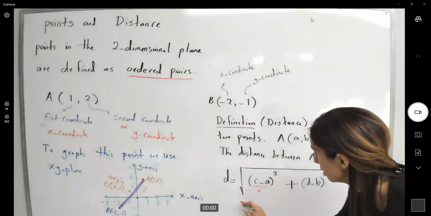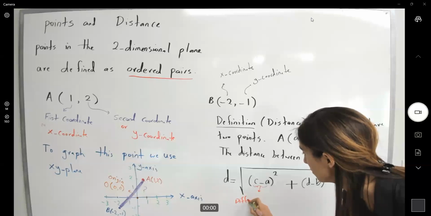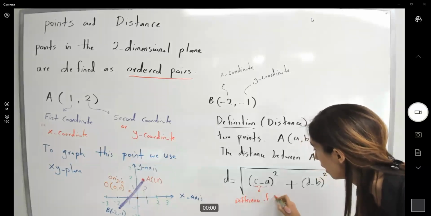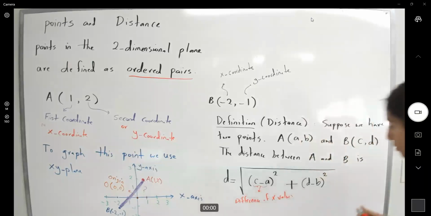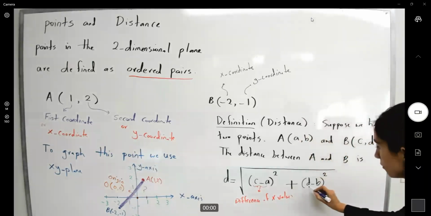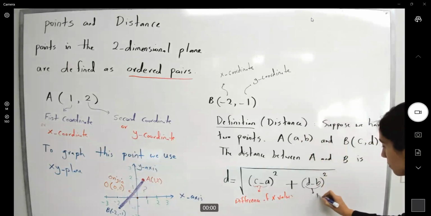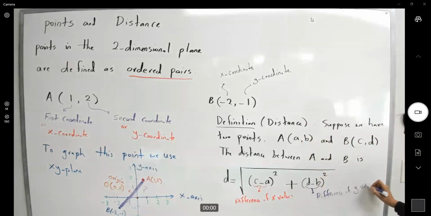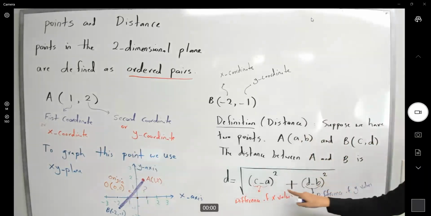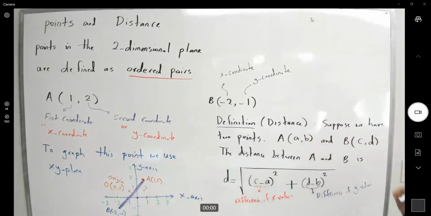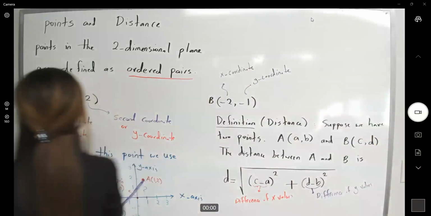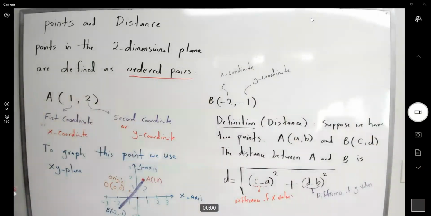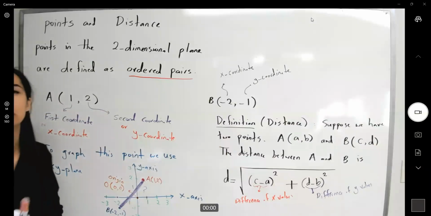This is the difference of X values, and this guy is the difference of Y values. You find the difference and you square each difference, then add them together, then take the square root. That's how you define the distance between 2 points. Okay, very good. So now that I have these 2 points, what is the distance between them?